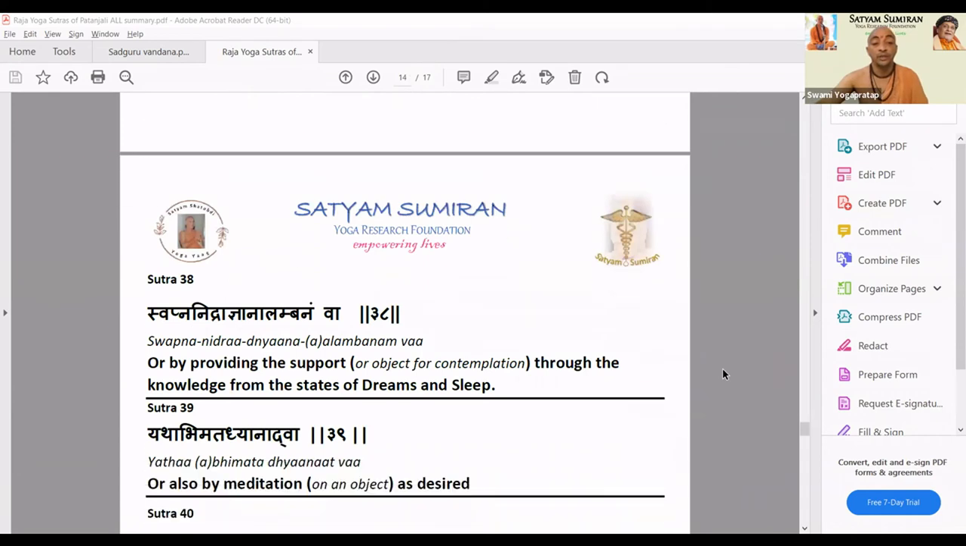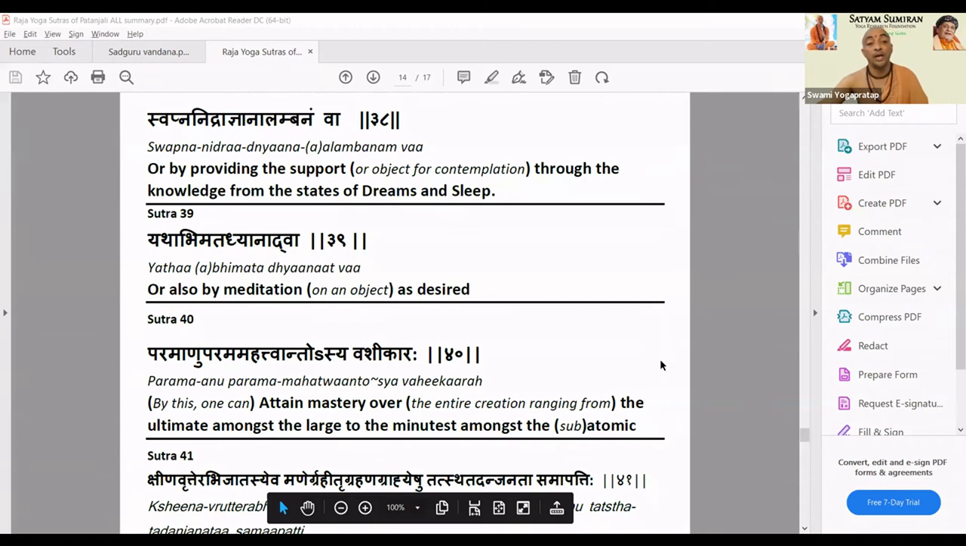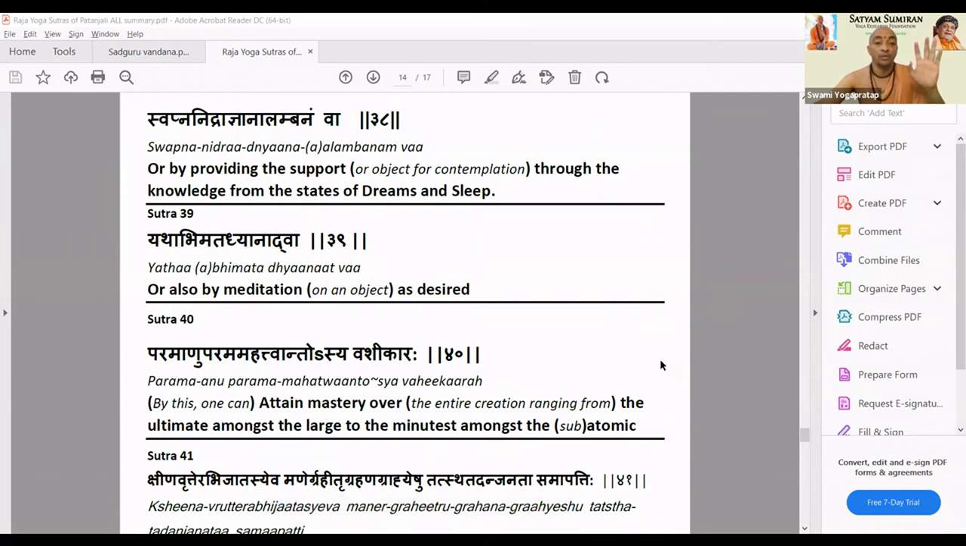Then next, swapna nidra jnana alambanam va, or by providing support or object of contemplation through the knowledge from dreams and sleep, you can use even that as an object for contemplation. Yathabhimata dhyanadva. Now he says, it doesn't matter. You take anything, whatever your mind desires, or anything where your mind gets stuck, and use that as a means of meditating.